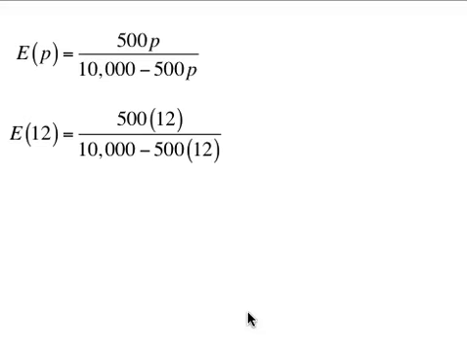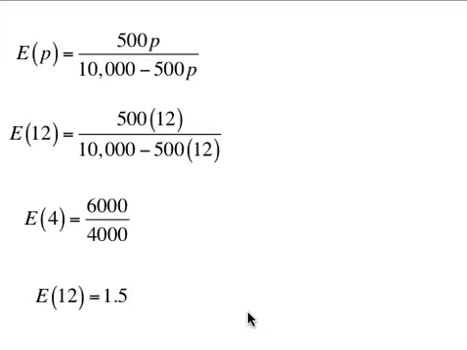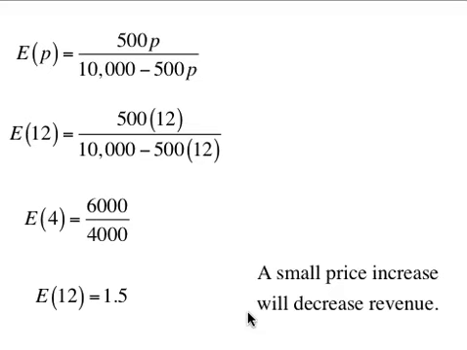Our next question is for E of 12. What is the elasticity at a price point of 12? 500 times 12 divided by 10,000 minus 500 times 12. So that's 6,000 over 4,000, which is now greater than 1. It's what, 1.5? So if that's the case, a small increase in price, or frankly any increase in price, will decrease revenue. So our overall revenue will decrease if we increase price.